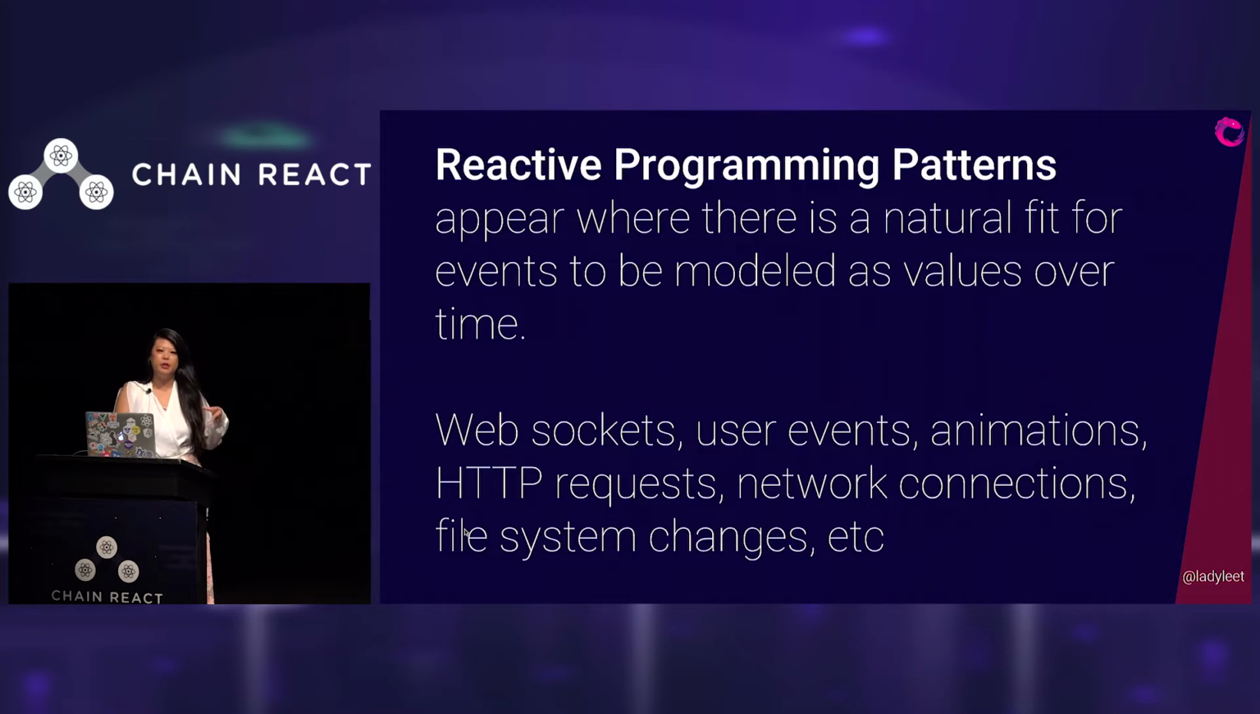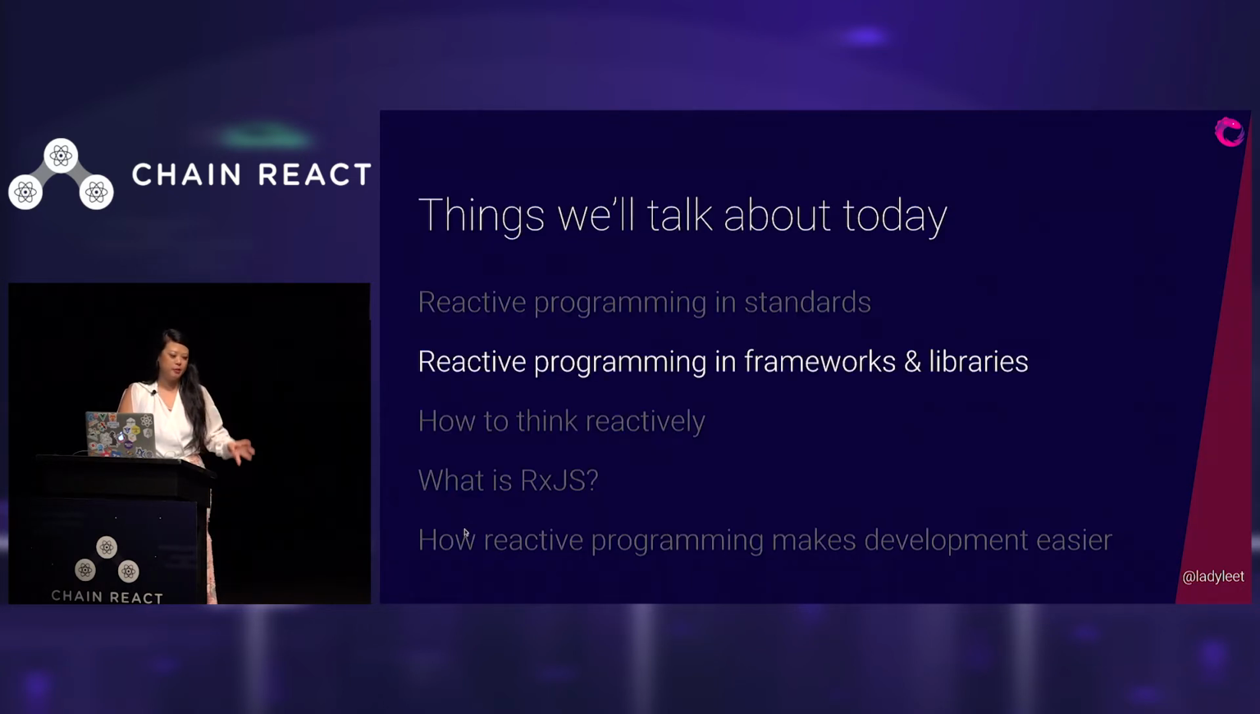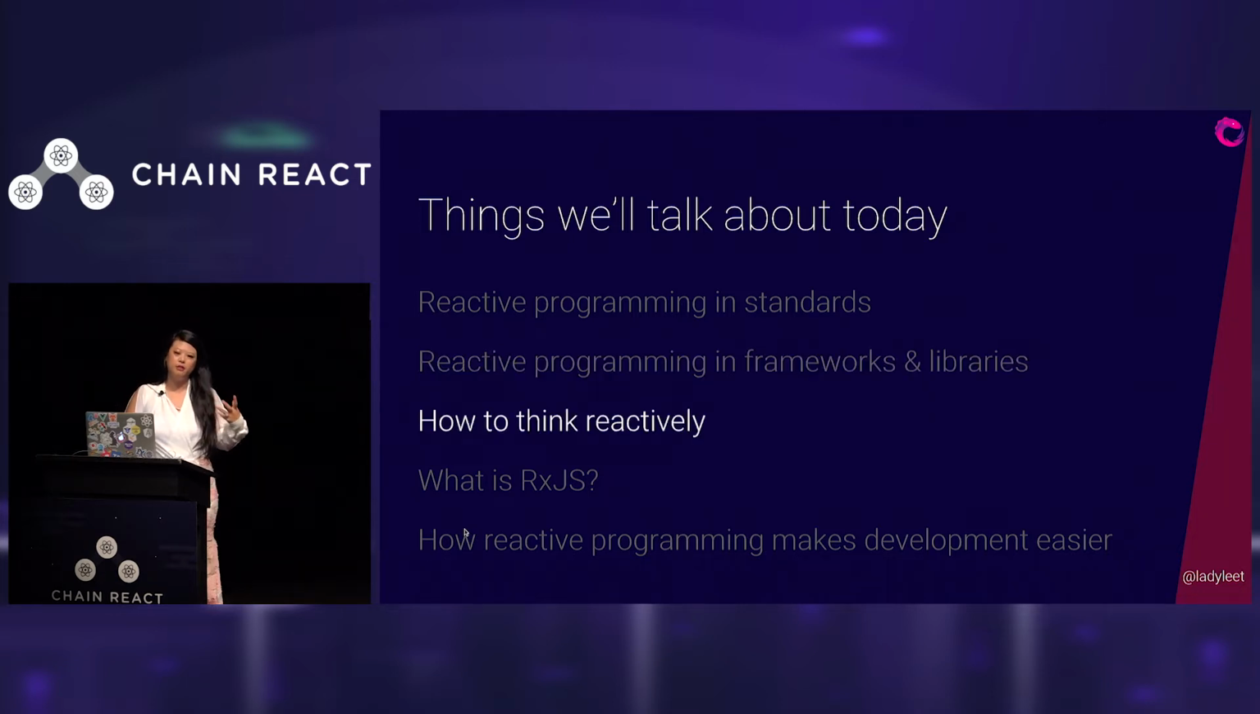And typically where you see reactive programming patterns naturally is where there's a very natural fit for events to be modeled as values over time. Great examples of this would be WebSockets, user events, HTTP requests, animations, network connections, et cetera. So we talked about reactive programming in frameworks and libraries, but now I want to talk about how to actually think reactively, because this is where people really get stuck.